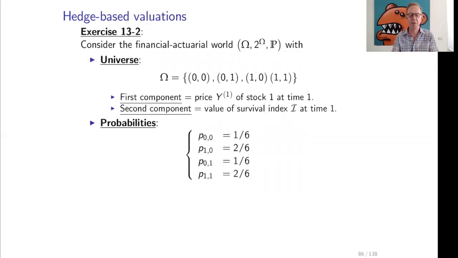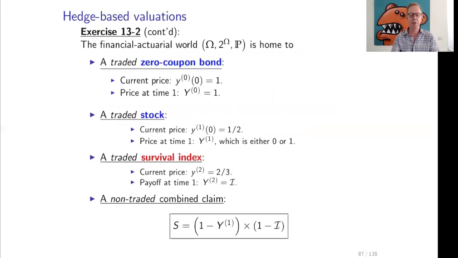We have the same financial actuarial world with the same scenarios in which we are interested, with the first component being the stock and the price of the stock at time 1, and the second component, the value of the survival index at time 1. We have the same survival probabilities, but now, apart from the zero coupon bond and the traded stock, also the survival index is traded. So we extend our market a little bit, so our market will become closer to completeness.